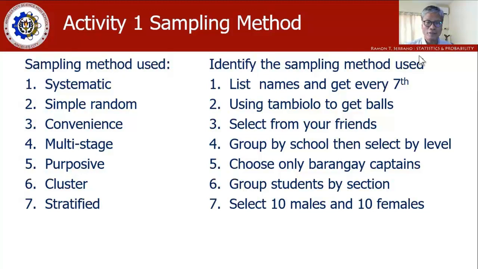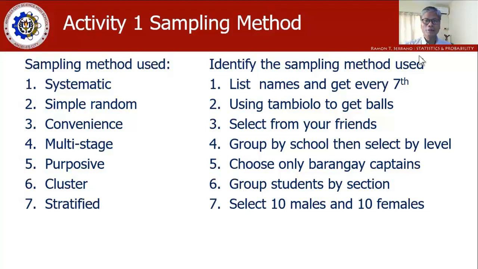And then the next one, group by school. From the population, you group by school, different schools, and then you select by level. If you notice here, you did 2 steps: group by school, and then select by level. Meaning to say, from different schools, you can have grade level 6, 7, 8, etc. Then, of course, it becomes multi-stage. The next one, you choose only the barangay captains, because that is your purpose. So, therefore, it's purposive, right?